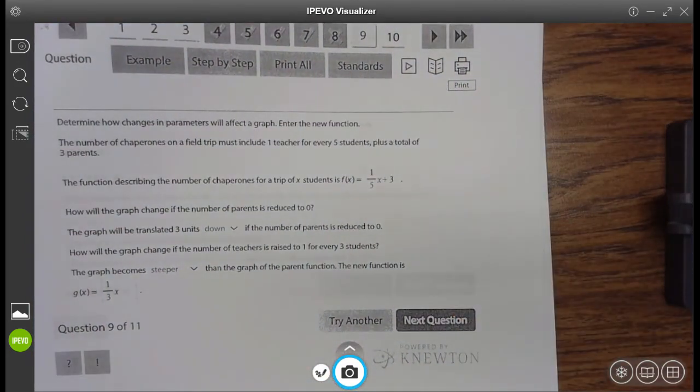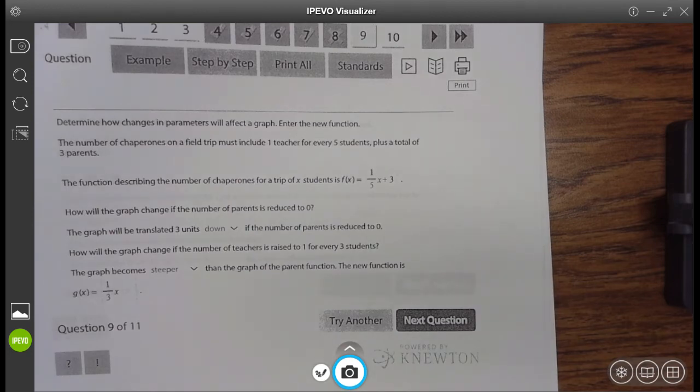Determine how changes in parameters will affect the graph. Enter the new function. The number of chaperones on a field trip must include 1 teacher for every 5 students, plus a total of 3 parents. The function describes the number of chaperones for a trip with x students: f of x equals 1/5 x plus 3. How will the graph change if the number of parents is reduced to 0? The graph will be translated 3 units down.